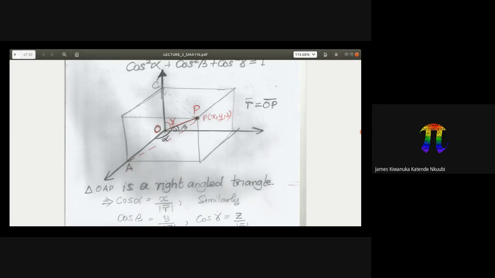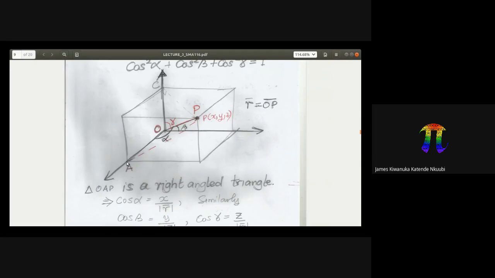You can see this angle here that the vector makes with the positive x-axis, that's alpha. The same vector also will make an angle with the positive y-axis. This is the y-axis. So that angle is called beta. And it will also make an angle gamma with the positive z-axis. So make the following observation. We draw a cuboid. So these are straight lines. This is like a box.